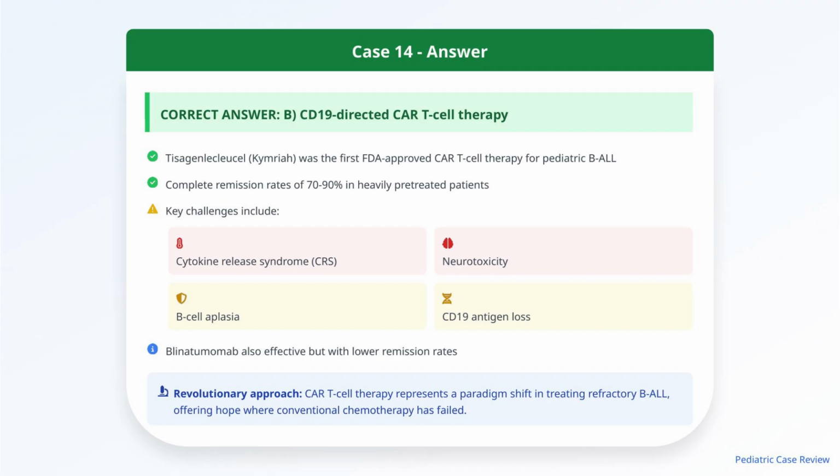While extremely effective, CAR T-cell therapy faces key challenges including potentially life-threatening cytokine release syndrome, neurotoxicity, B-cell aplasia leading to hypogammaglobulinemia requiring immunoglobulin replacement, and antigen loss resulting in immune escape. Blinatumomab, a bispecific T-cell engager, has also shown effectiveness, but with somewhat lower remission rates than CAR T-cell therapy. PD-1 inhibitors have shown limited efficacy as single agents in ALL, and NK cell therapies remain largely investigational.